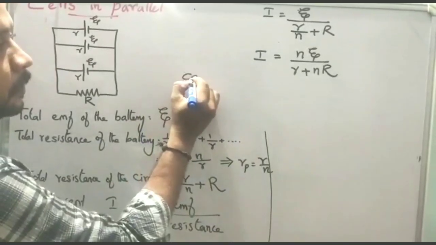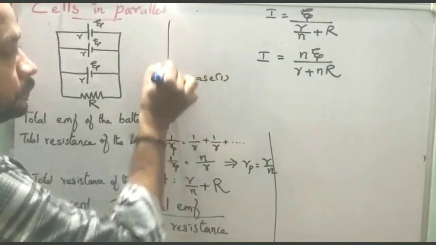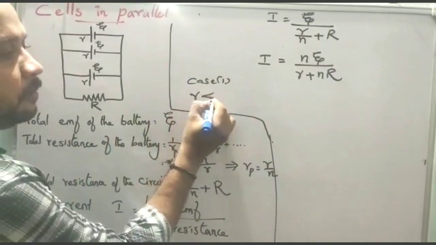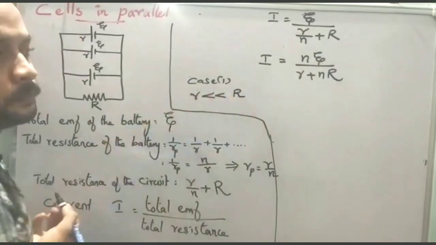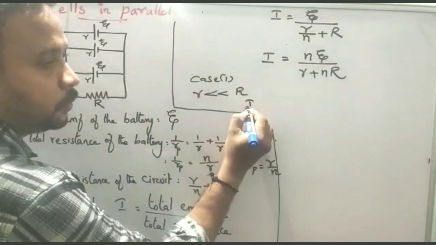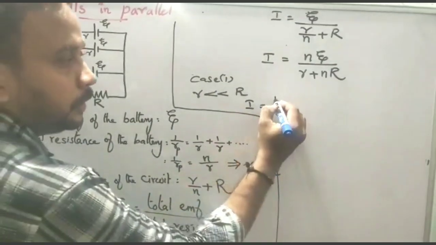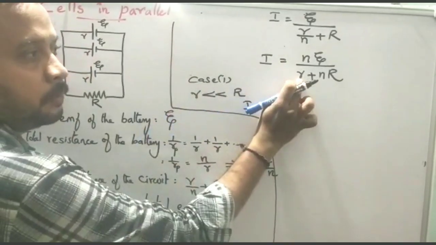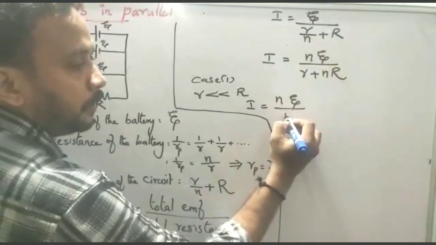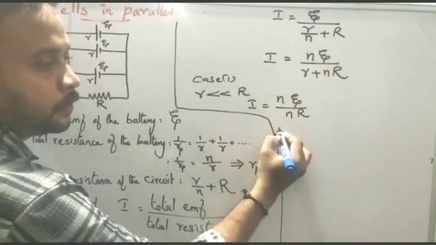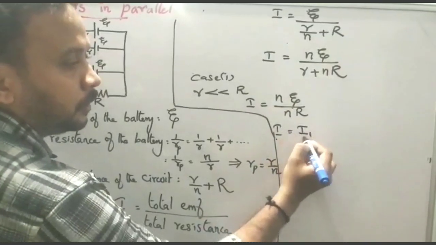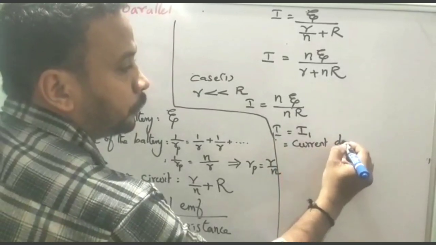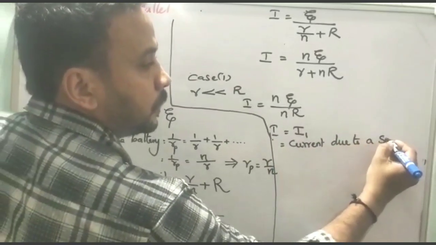First case, case 1. Small r very much less than capital R. I is equal to n psi by, small r is very much smaller, so ignore it. Then what comes is n psi by nR, n cancels, so I is equal to I1, that is current due to a single cell.